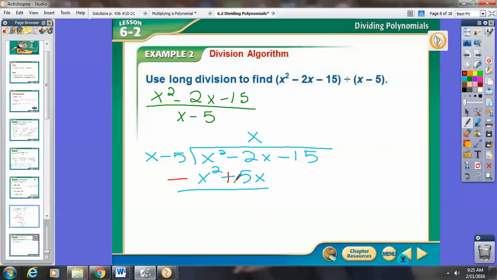Tammy, you might want to write this down with us. So we distribute a negative. We're now subtracting. x squared minus x squared. We have negative 2x plus 5x, which is 3x. Bring down the next term.